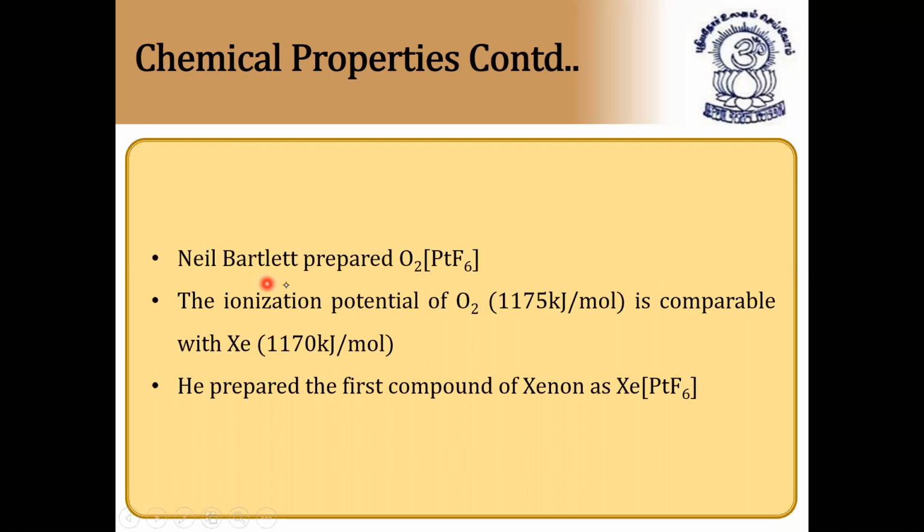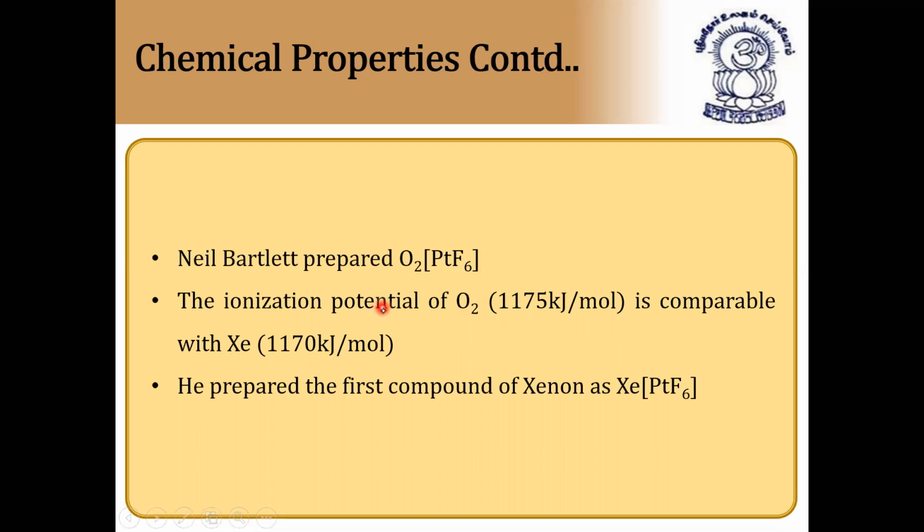The first noble gas compound prepared in the lab was by Neil Bartlett. First he prepared not a noble gas compound but O2PtF6, that is dioxygenyl platinum hexafluoride. From this compound, he observed that the ionization potential of oxygen, that is 1175 kilojoules per mole, is comparable with that of xenon, which is 1170 kilojoules per mole.